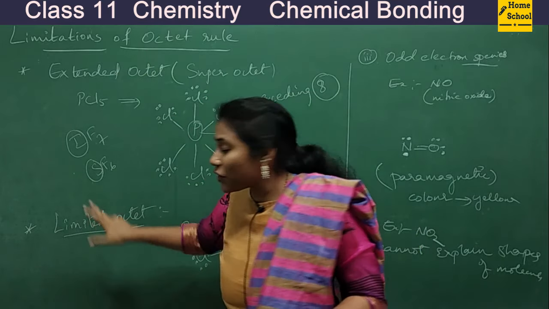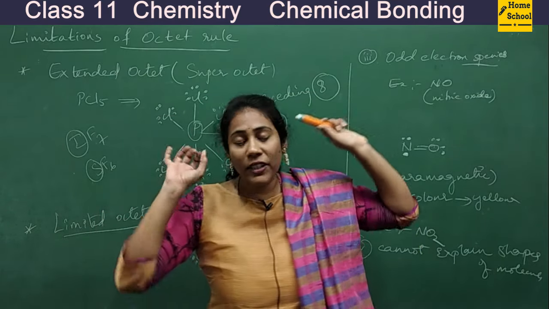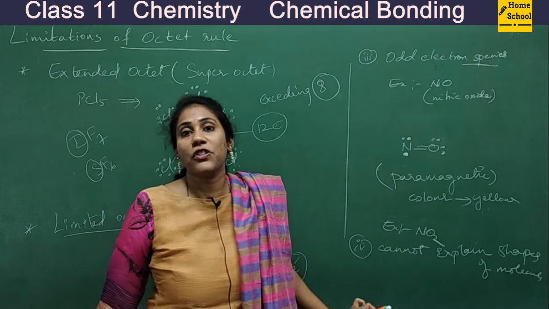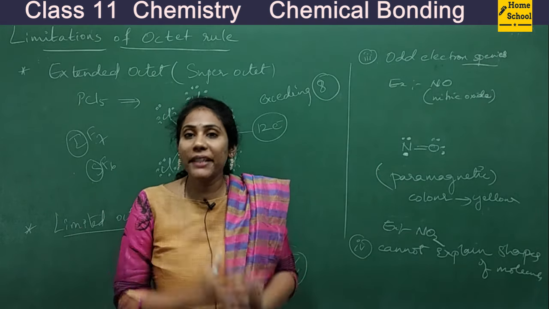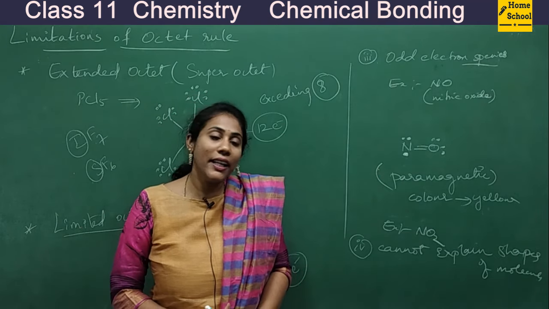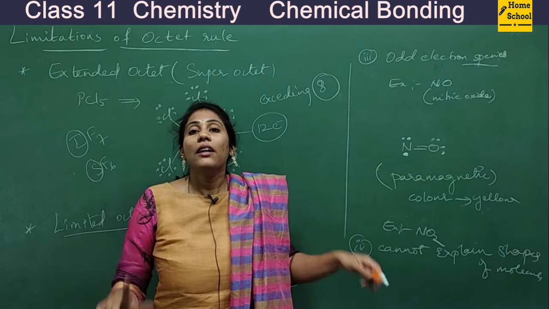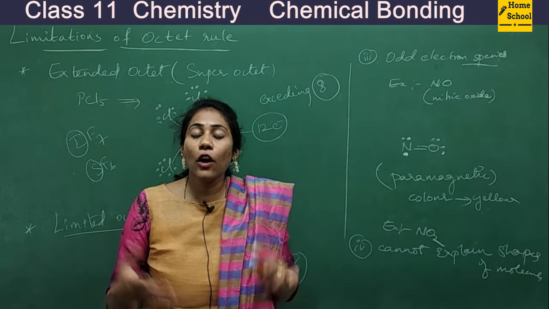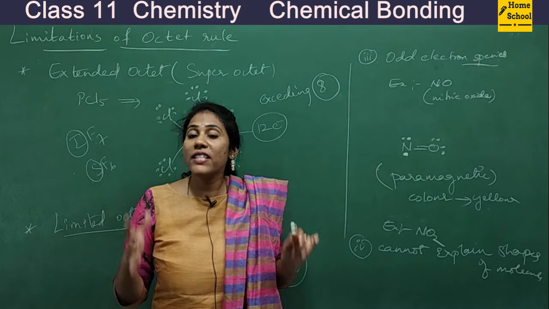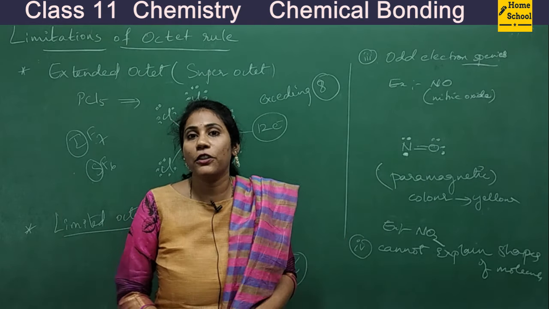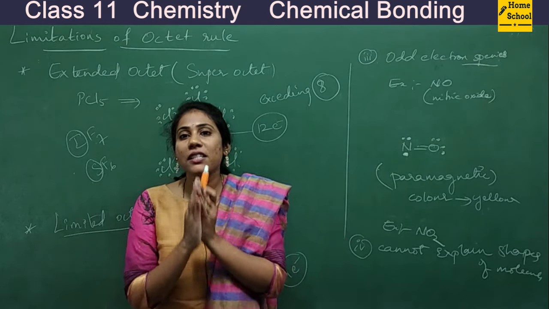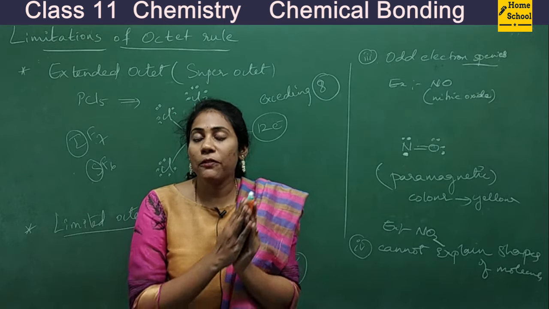Limitation number one, limitation number two, limitation number three. You should never ever forget these limitations. They are important for competitive examinations also. So that's all about Kossel and Lewis theory, octet rule, and writing Lewis dot structures for various molecules. So I covered the first very important concept of the chapter.